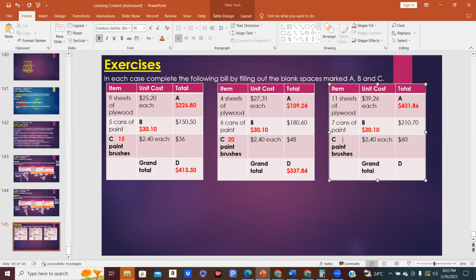And for C, Atara, you're supposed to be 25, not 4. 25 paintbrushes. It is 25. Atara, how did you get 4?